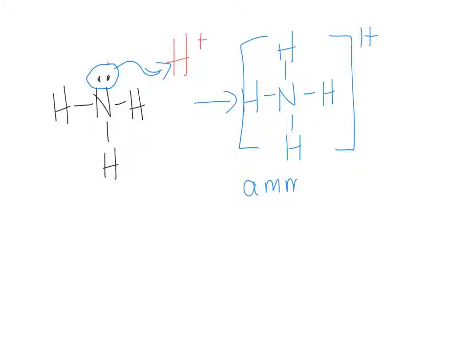called ammonium. So this is the ammonium ion. You can't actually tell which one is the coordinate covalent bond. It doesn't look any different from any other. It's still a single bond, but it is based on the fact that nitrogen donated both electrons.